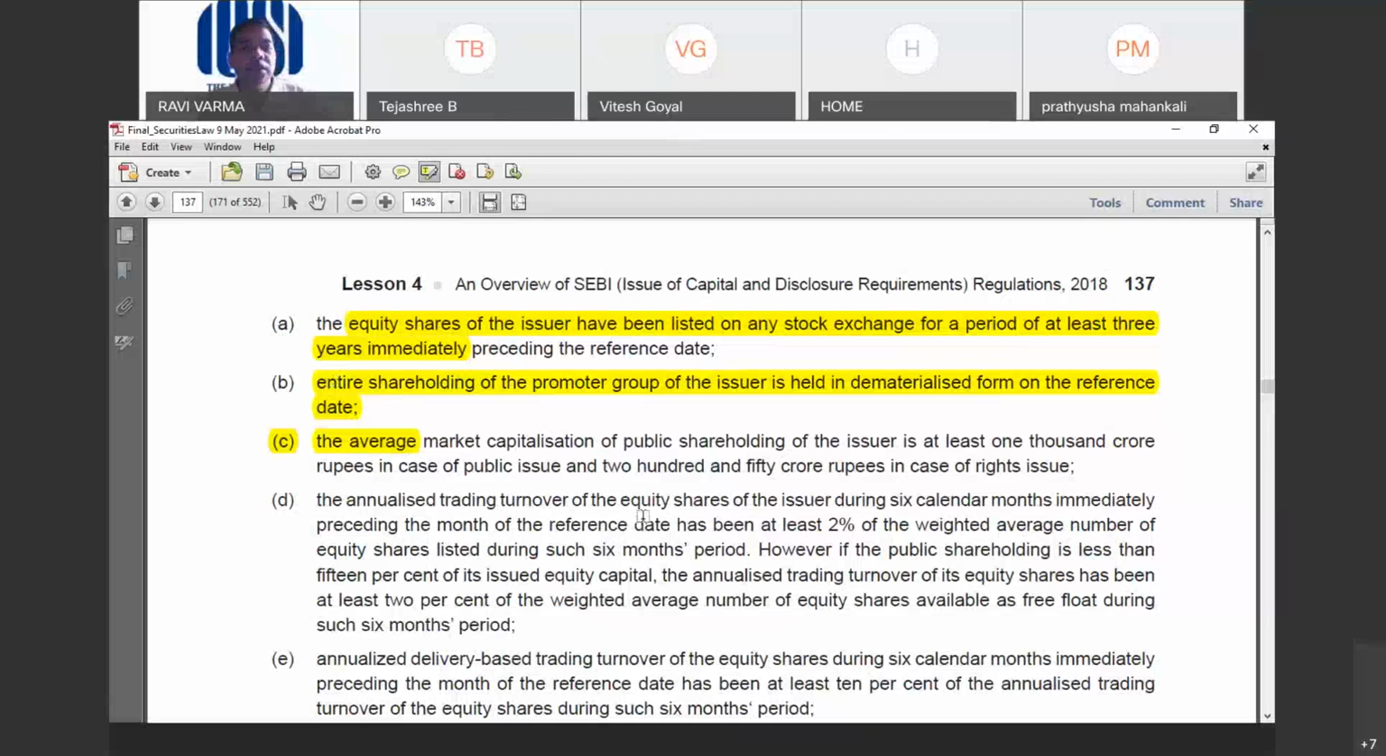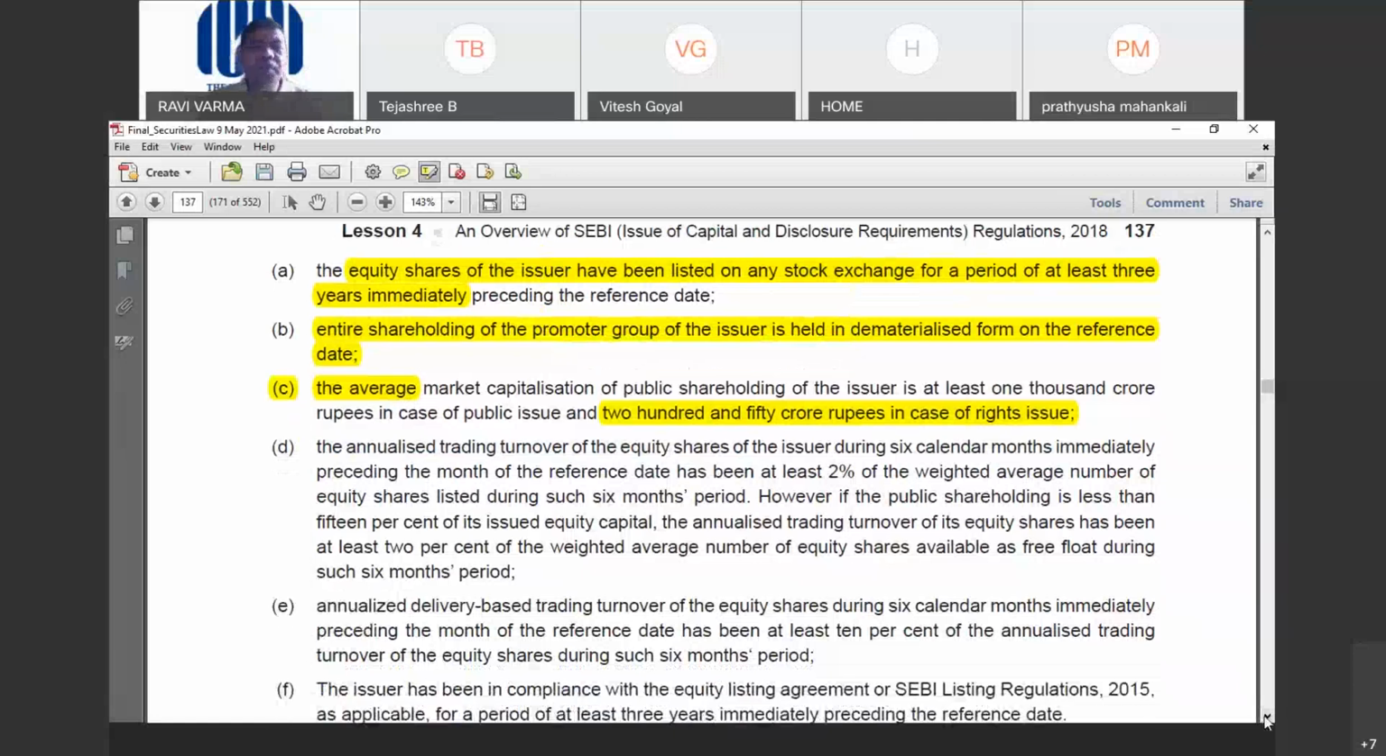If it is a rights issue, then the market cap should be 250 crore. So the average market cap will be 1,000 or 250, right? What is market cap? Market cap is the number of shares of your company multiplied by the market price of your shares. See, if you have 2 crore shares and the price is rupees 50, then your market cap is 100 crore, because 2 into 50 makes 100.